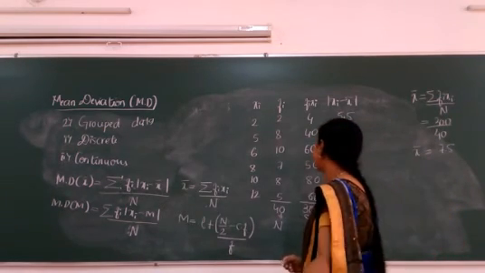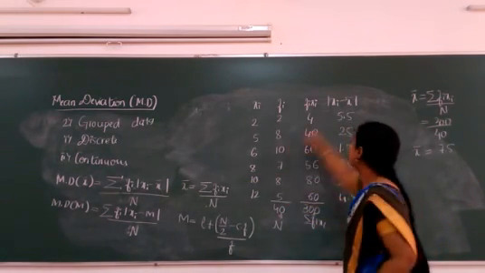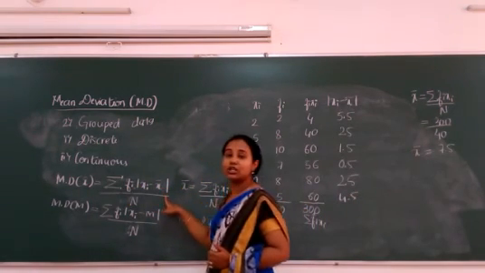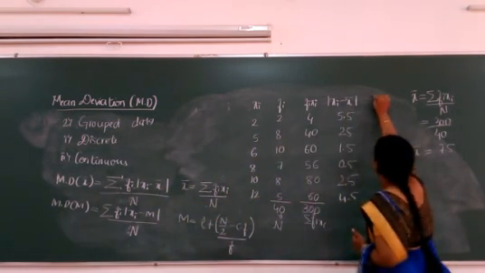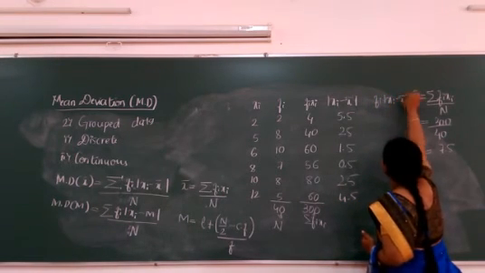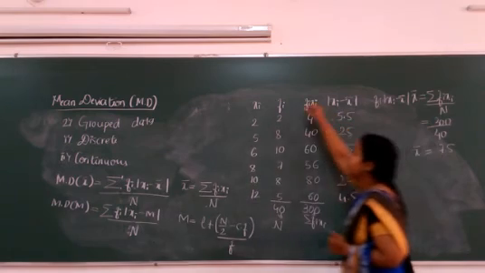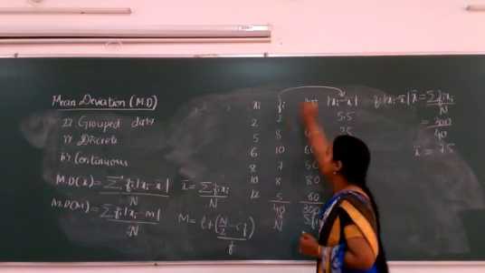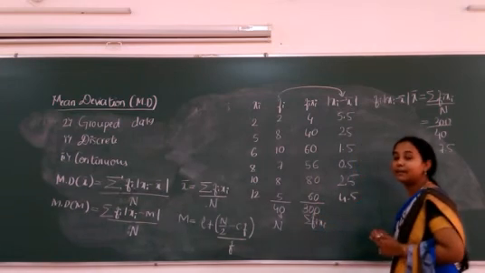Next, what should we write? After this modulus is done, we want Fi into the modulus of this. So our next column will be Fi into modulus of xi minus x bar. That is, we will multiply Fi with this. These both column observations will be multiplied.